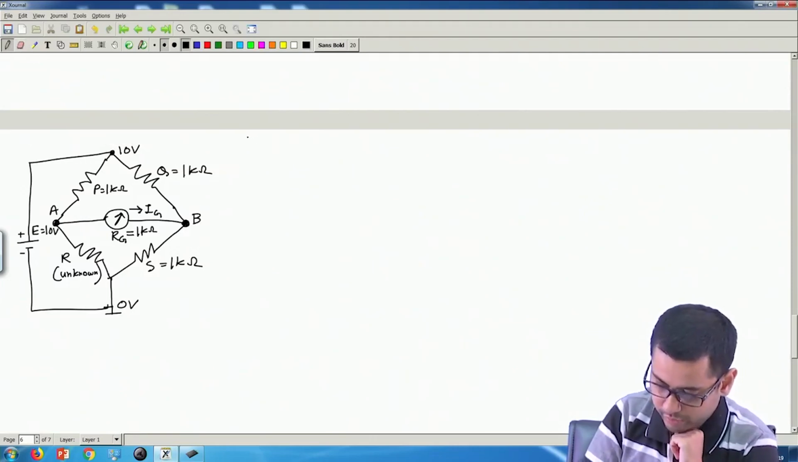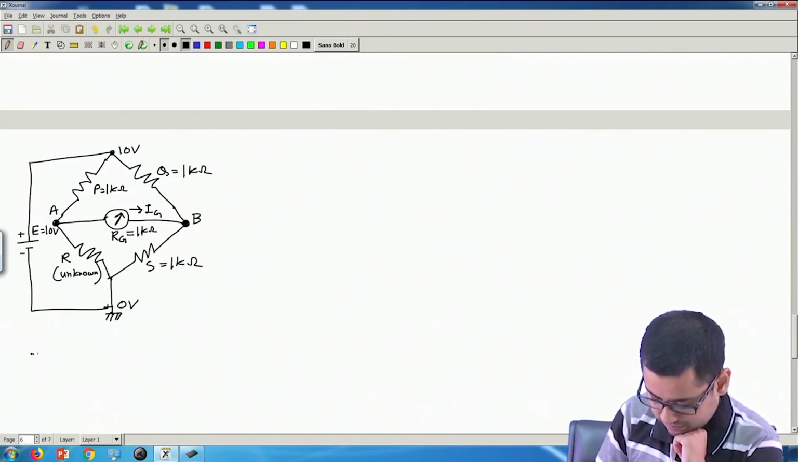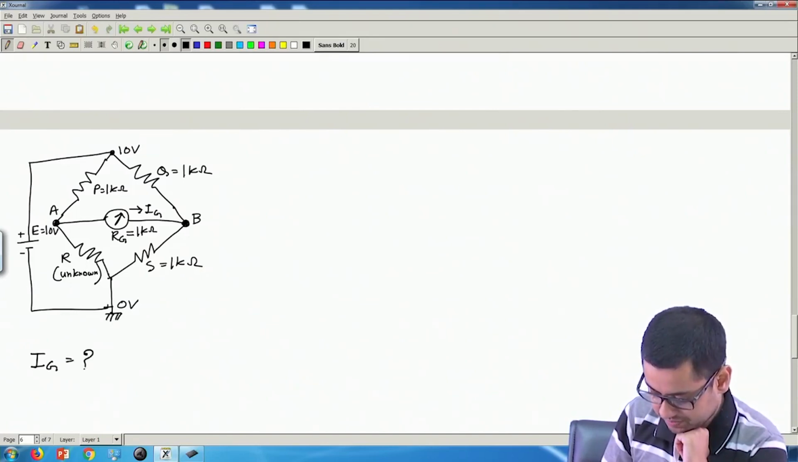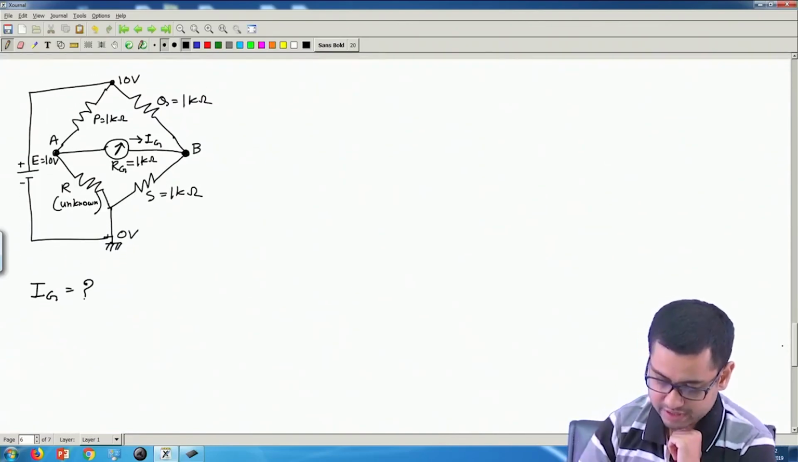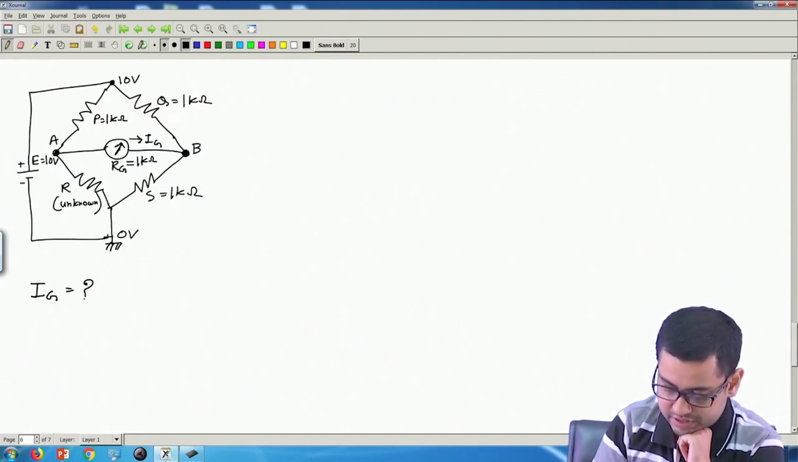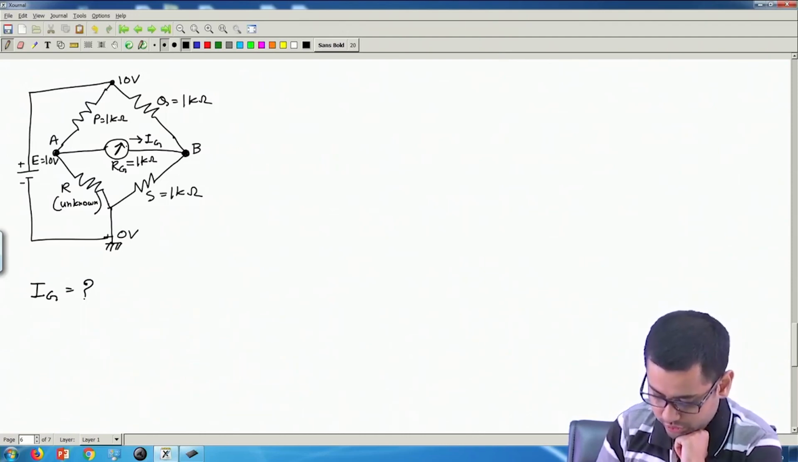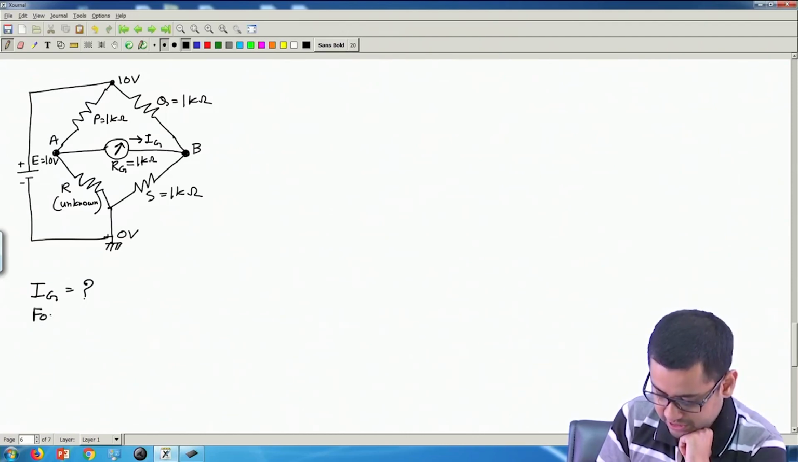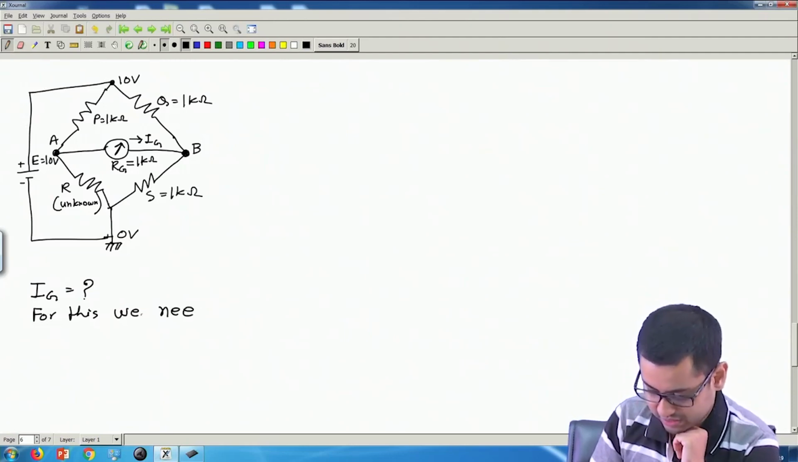So now we have to find Ig. Ig is equal to how much? For that, we have to calculate the Thevenin equivalent of the circuit as seen by this galvanometer. Okay. So, for this, you can solve the same problem in different ways, but this is how I am going to solve.